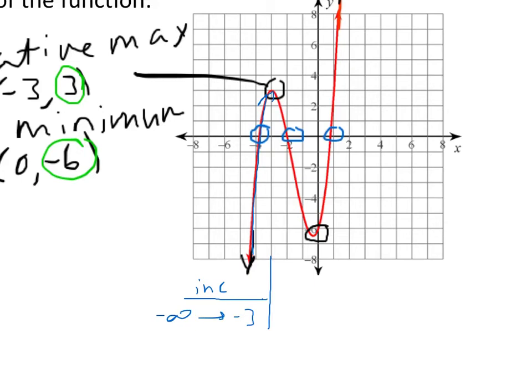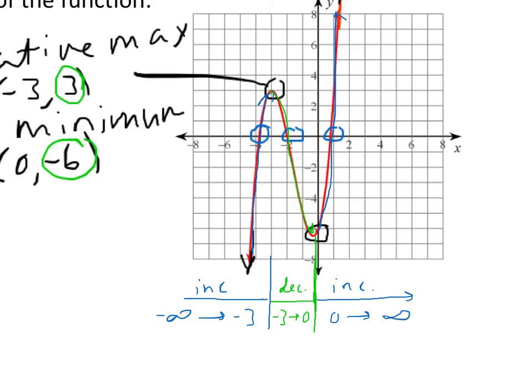And then from that point to right here, and I'm going to approximate at 0, it's going down, down, down, and down. So it's decreasing from -3 to, we'll say, 0. And then again, after that, it goes up, up, up. So as I go to the right further, it is increasing again. So it's increasing from 0 to +infinity.